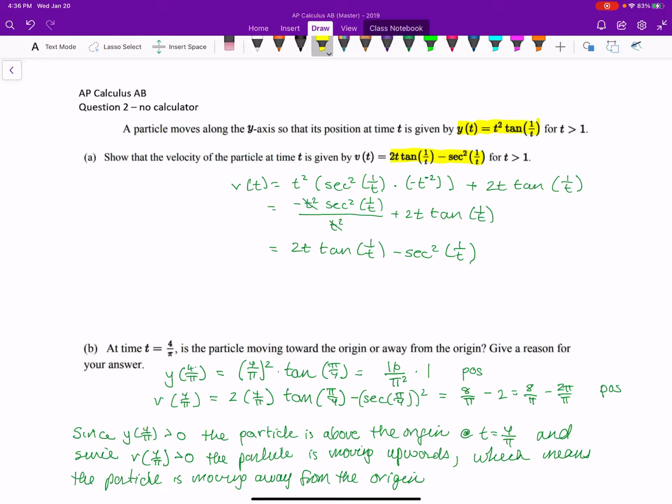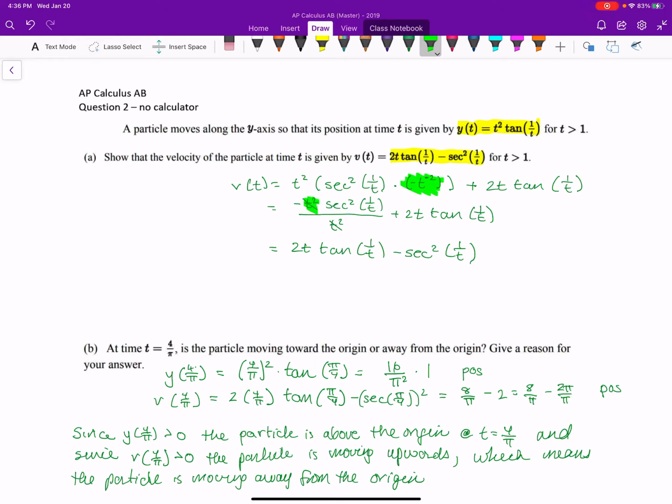Don't forget you need to use the product rule and the chain rule. I'm sure in the rubric it'll tell you they're looking for one point for definitely using the product rule. The second point is to use the chain rule here. This part is the chain rule, by the way, which works out conveniently because they cancel each other.